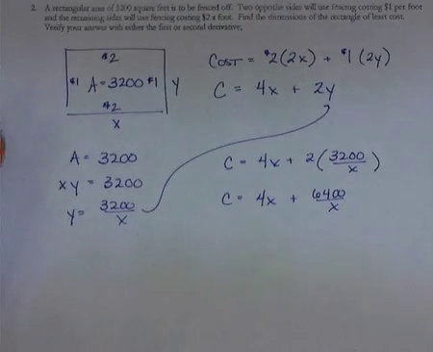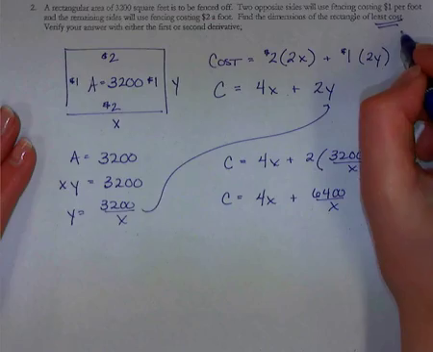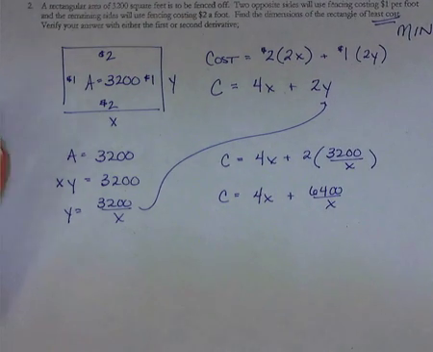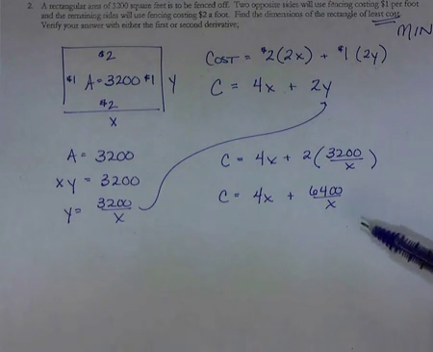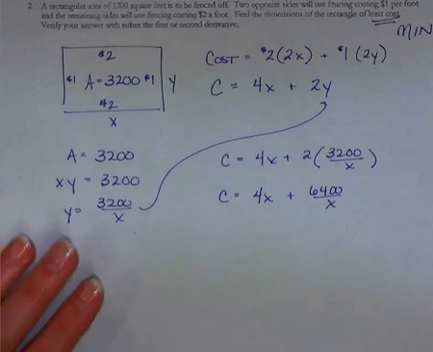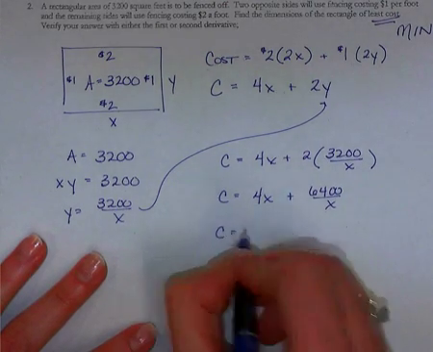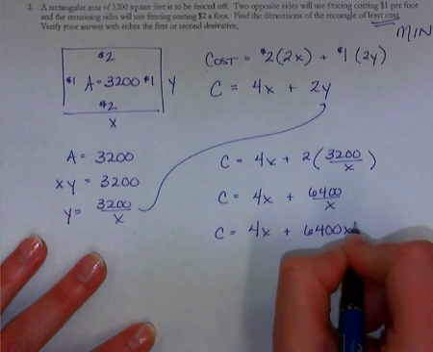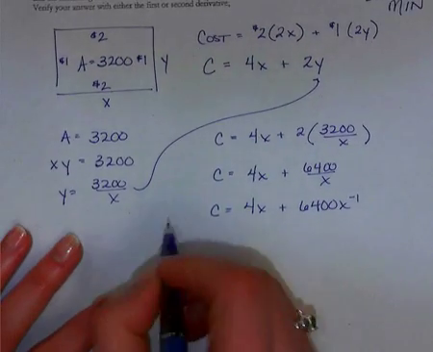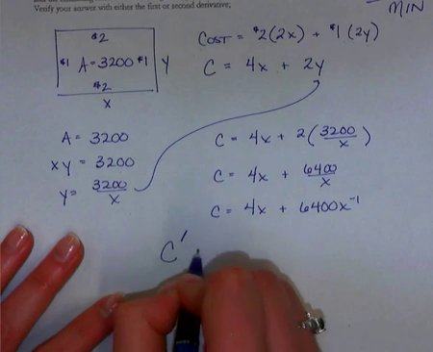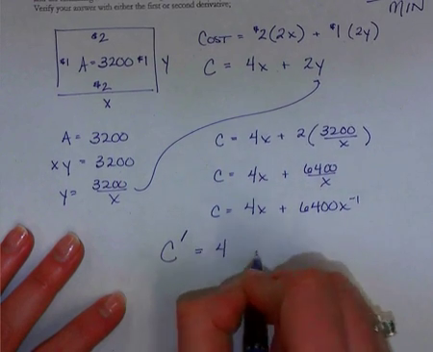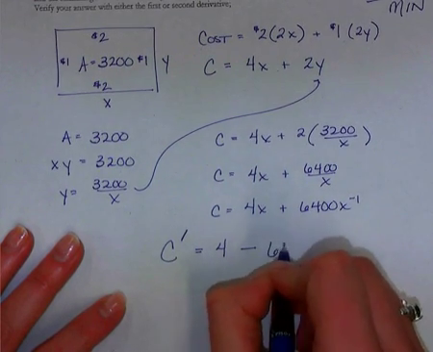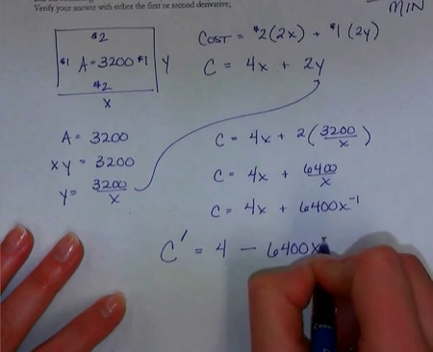Now, since I want the least cost, that means I'm looking for a minimum. And when do we have a minimum? When the derivative is 0 or DNE and has sign change negative to positive. Since I'm going to be taking the derivative of my cost formula, I want to simplify it even a little bit more. 4X plus 6,400, X to the negative 1. Now we can derive. The derivative of cost is equal to 4 minus 6,400, X to the negative 2.